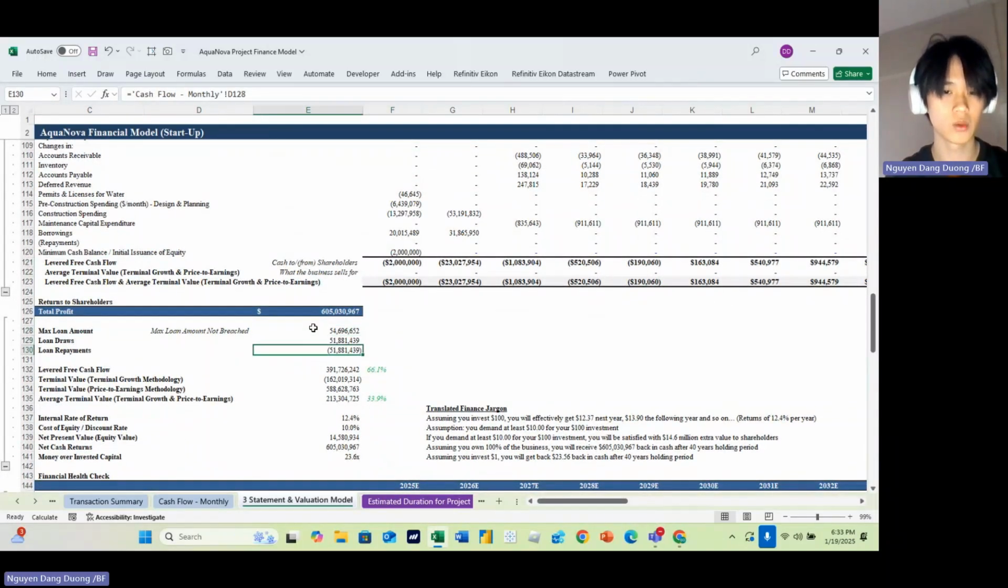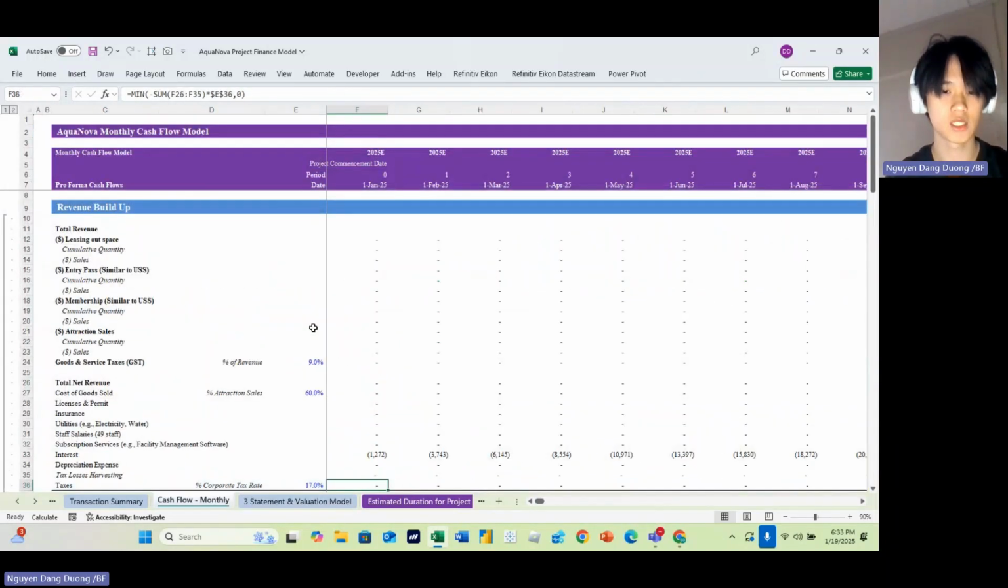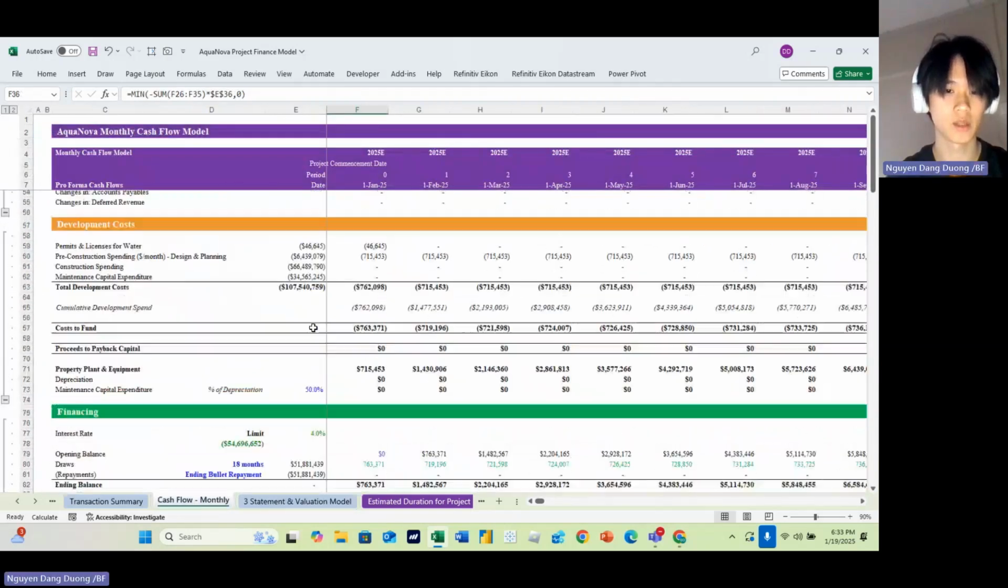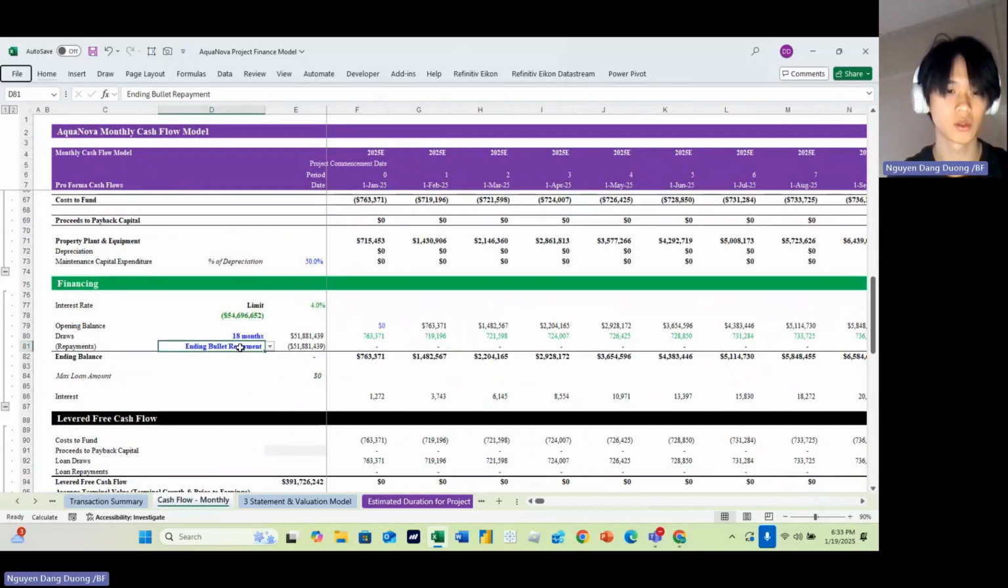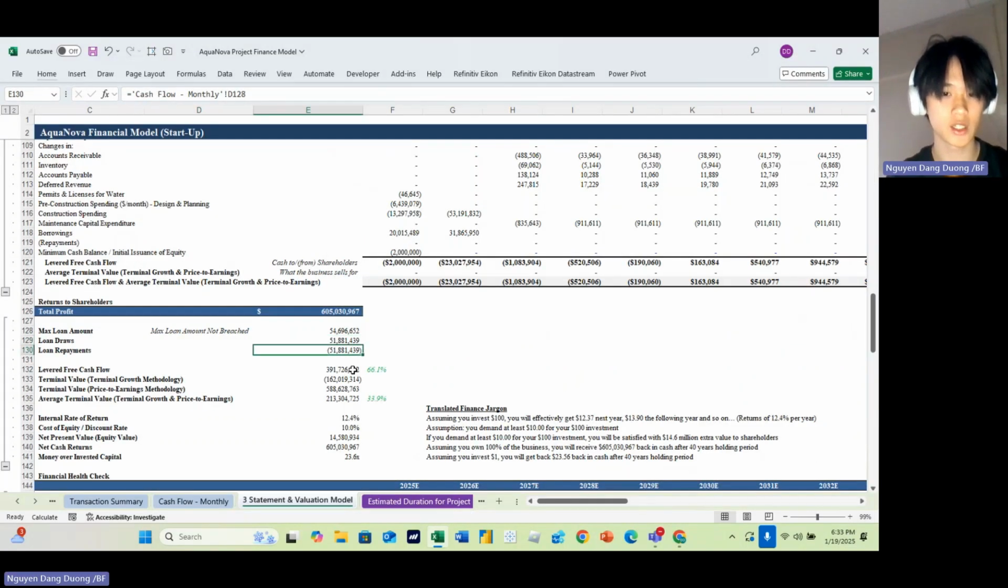And from here, we are able to see that, let me change this back to, well, actually, let's talk about this right now. See, for ending bullet repayments, investors will get back approximately 12.4% returns per annum. And that's actually pretty good.